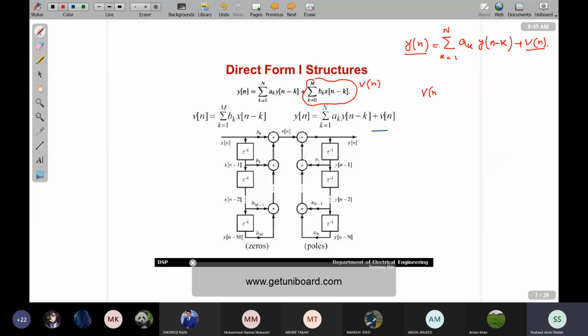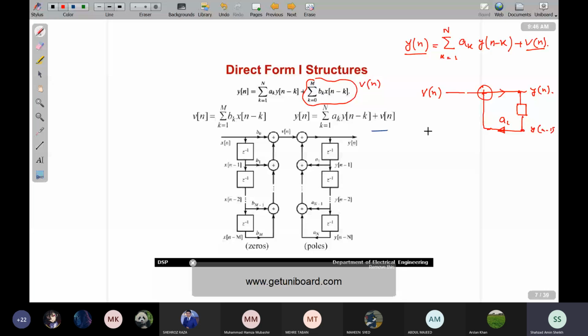v of n is my input, y of n is my output, and then I need y of n minus 1, y of n minus 2, y of n minus 3. So I can do it because I will be passing y of n through some delay element, and I will be getting y of n minus 1. I will be multiplying it with a1, and I would be adding it to get y of n.